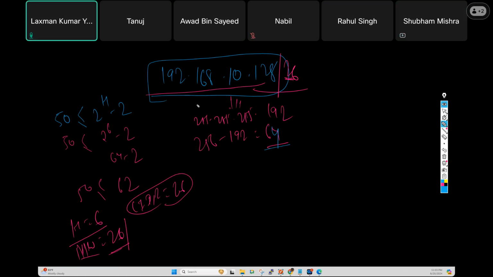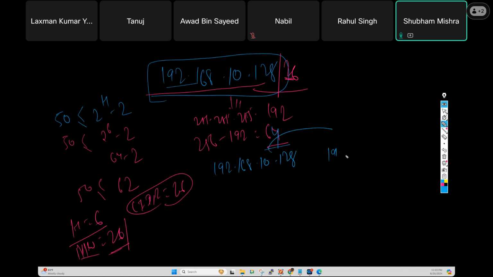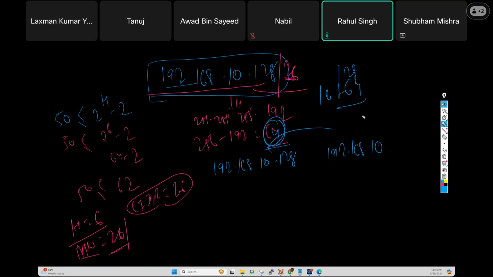Now, the network ID is 192.168.10.128. And next will be 192.168.10, how much? 128 plus how many? What is the block size? 64. So 192. This will be the next network ID.